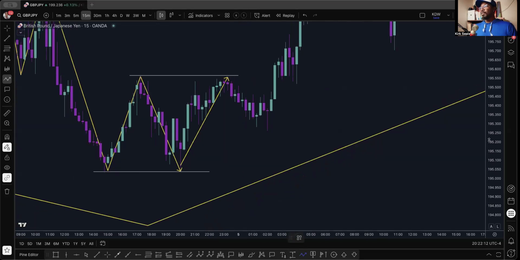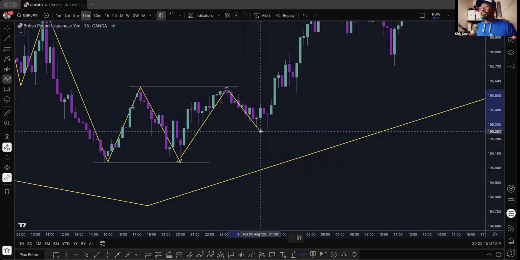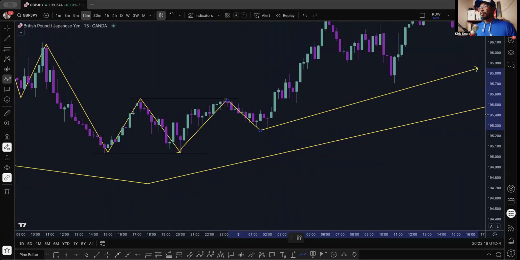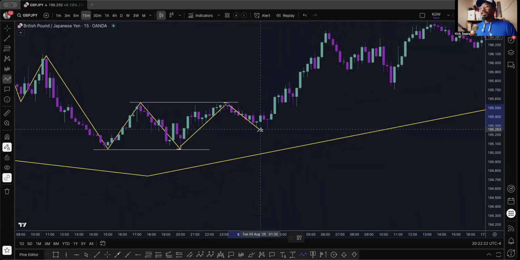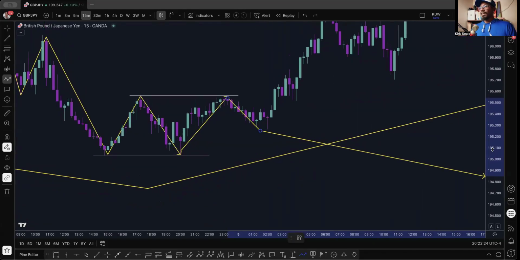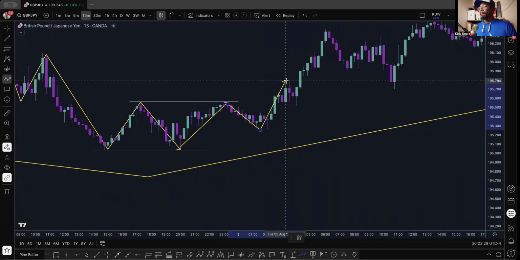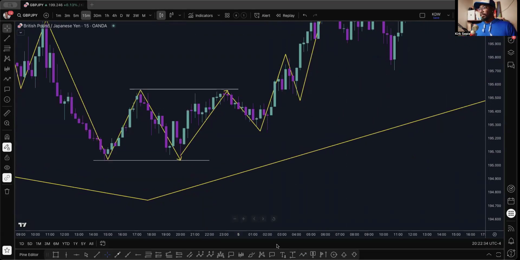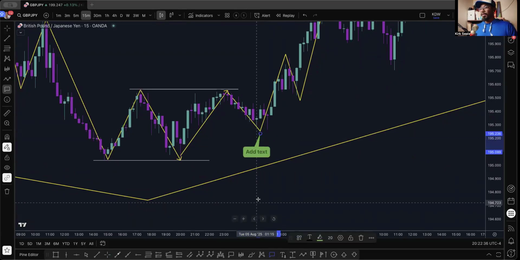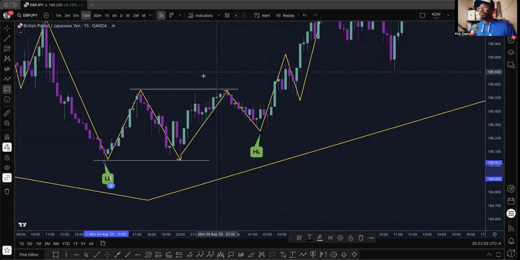So from here, what did price do? It came down. This is not a lower low. So for us, this would be confirmation number one. This is not a lower low. That is a higher low. All right. So this is confirmation number one, higher low, lower low, lower high.